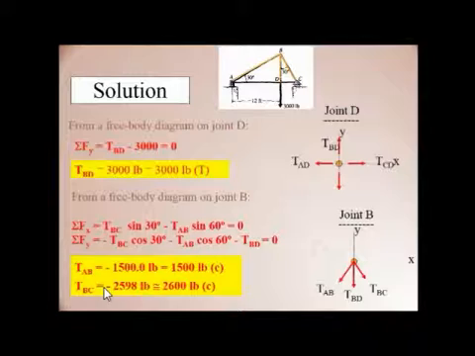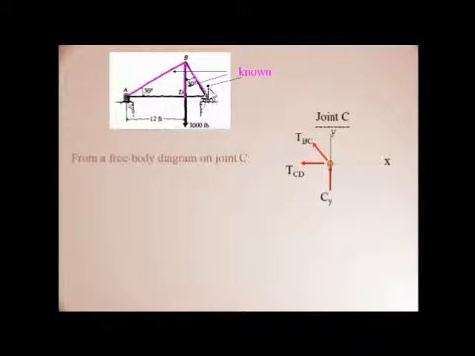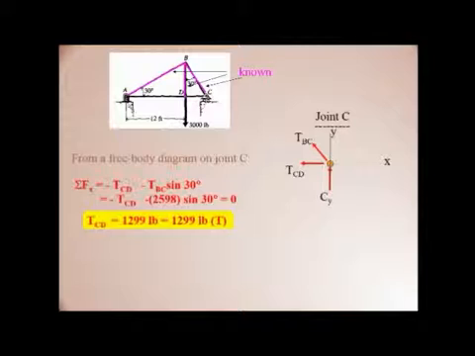So always remember, in the questions we are asked which one is compressive and which one is tensile. If it comes negative then it is compression, if it comes positive then it is elongation. Quite simple. Now we are left with two unknowns. Now we'll draw the free body diagram at joint C. Similarly we'll draw all these forces. In this case TBC is known. So again by solving in the x direction we get TCD equals 1299, and this is positive, so it is tensile or elongation.